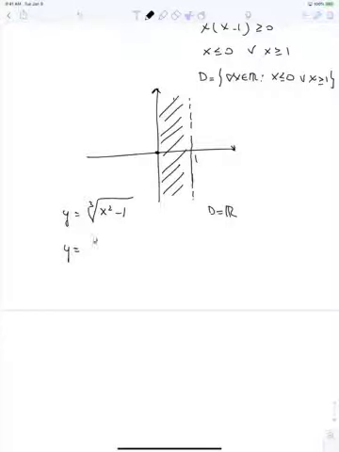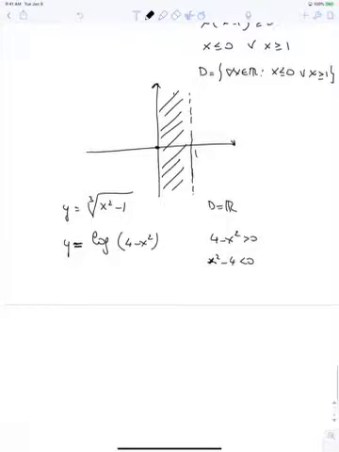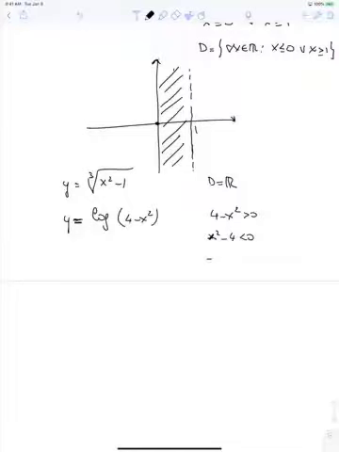If we take y equal the log, say log 10 of 4 minus x squared, now 4 minus x squared has to be positive, otherwise the log is not defined. So it means x squared minus 4 is less than 0, which means that x has to be between minus 2 and 2. So the domain is all the x such that minus 2 is less than x less than 2.